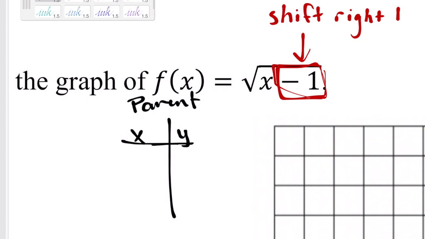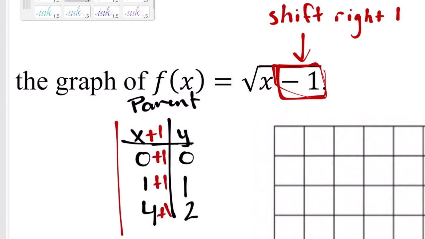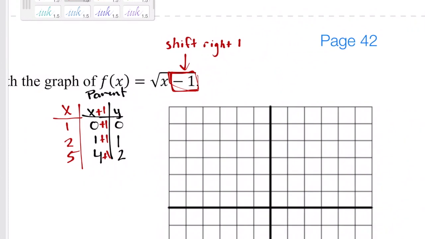When it comes to the square root, that's the parent function I'm looking at. I'm plugging in things that I know the square root of, and I'm just adding 1 to all of those x values. So then my new x is going to be 1, 2, and 5. So this is what we want to compare everything with.